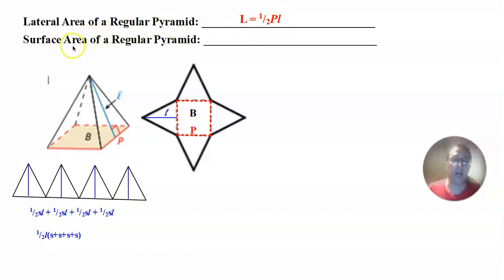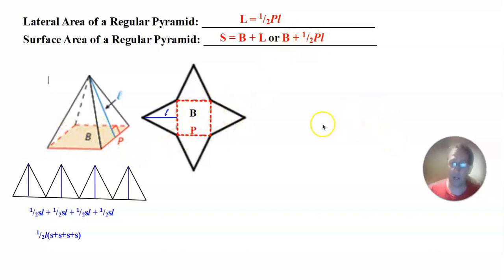Now, what if I want the entire surface area? Well, obviously, I just need to add the area of the base. I already have the area of the lateral faces, so I just need to find the area of the base and add it in, much like we did with the surface area of a prism. Only in that case, we added in 2 bases. Here we're only adding 1. So our formula becomes the area of the base plus the lateral area, or the area of the base plus 1/2 PL. And the formula for the area of the base is going to be different. It depends. Here I've got a rectangle, possibly a square. It looks like a square.